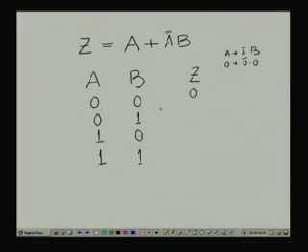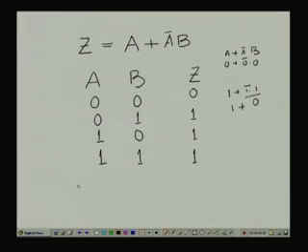Similarly, it will be 1. For A equal to 1, it will be 1 plus 1 bar dot 1. So, this becomes 0, but this becomes 1 plus 0. See, this is 1. Now, the truth table is 0 plus 0 is 0, 0 plus 1 is 1, 1 plus 0 is 1, 1 plus 1 is 1.